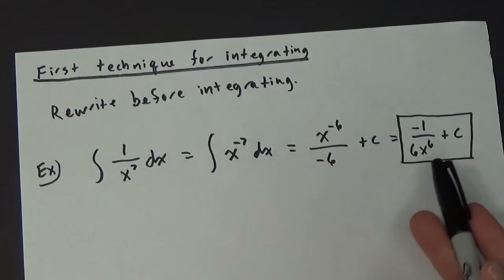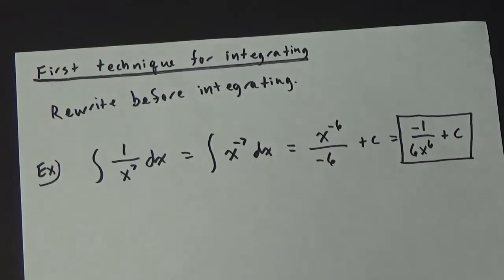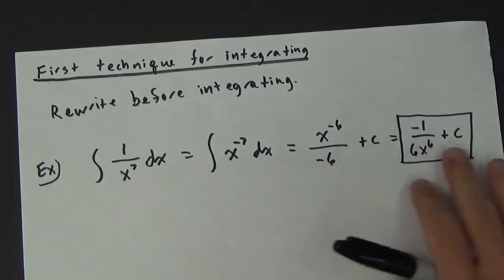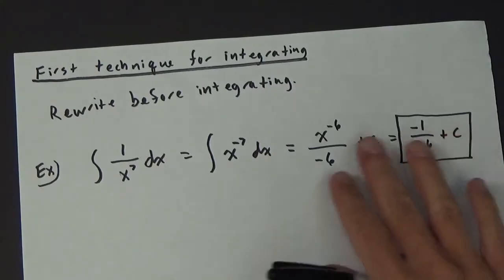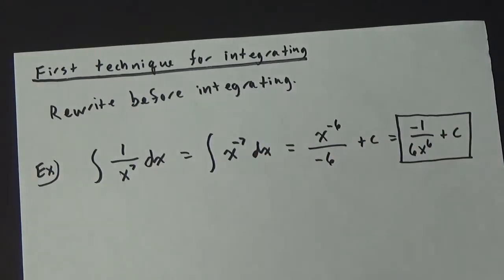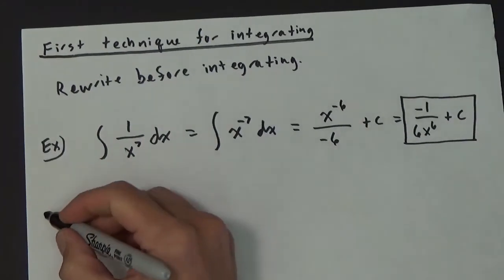Like I said, some of you might have been able to just sit there and think, what is the derivative that gives me 1 over x to the 7th? And you could have gotten it. But notice how rewriting creates a much simpler integrand, or something to find the integral of, and we were able to solve it a lot quicker. Let's try another example.